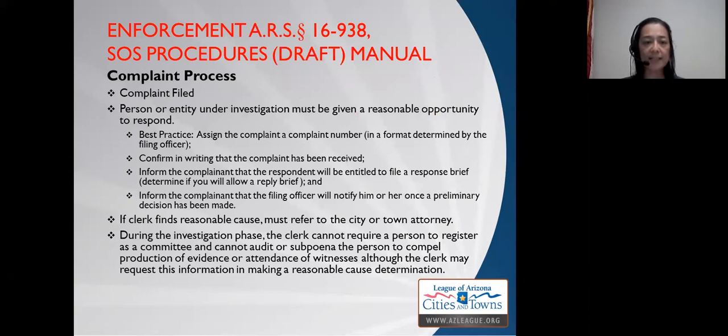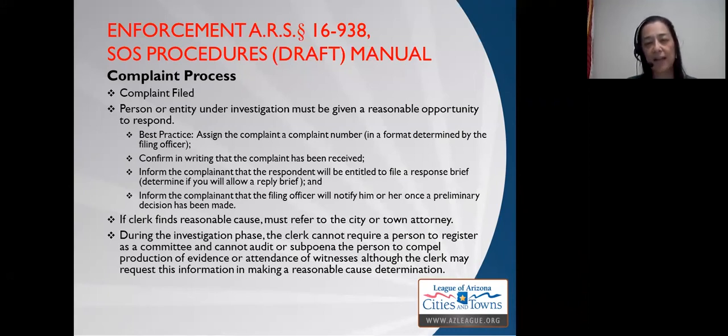For the complaint process, I took this from the Secretary's manual, and they have some best practices about when a complaint is filed. Obviously, you do want to give people an opportunity to respond to the complaint before you decide on whether or not there's reasonable cause. The best practices say to assign a complaint number, confirm in writing to the complainant that you've received their complaint, and let the person who's subject to the complaint know that they're entitled to respond.